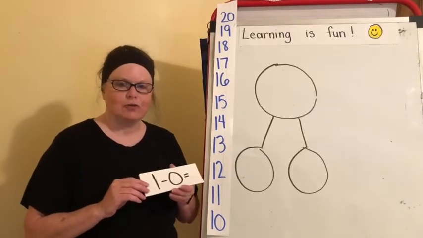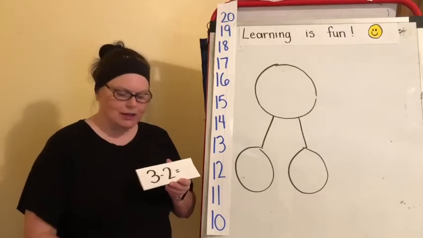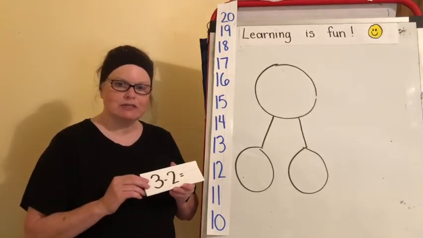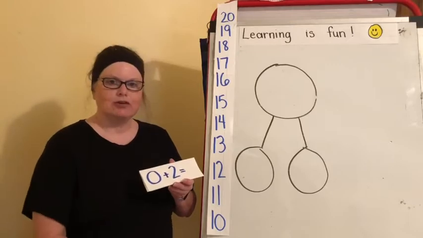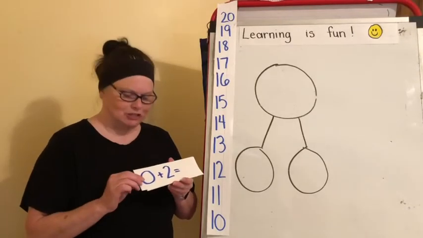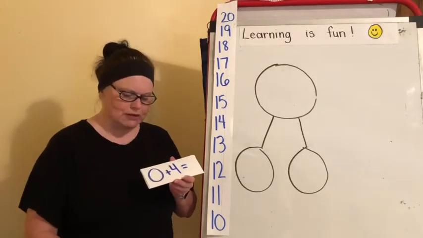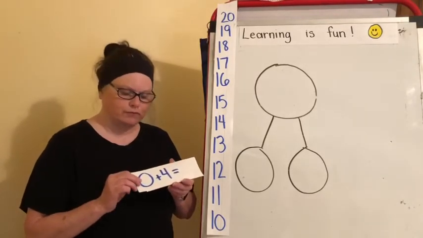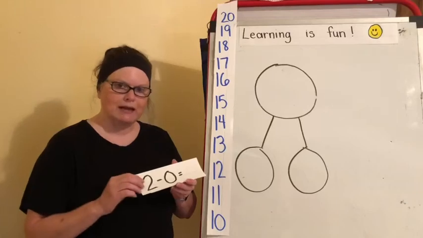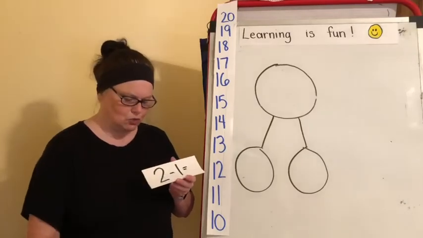1 minus 0 equals 1. 3 minus 2 equals 1. 0 plus 2 equals 2. 2 plus 0 equals 2. 0 plus 4 equals 4. 2 minus 0 equals 2.